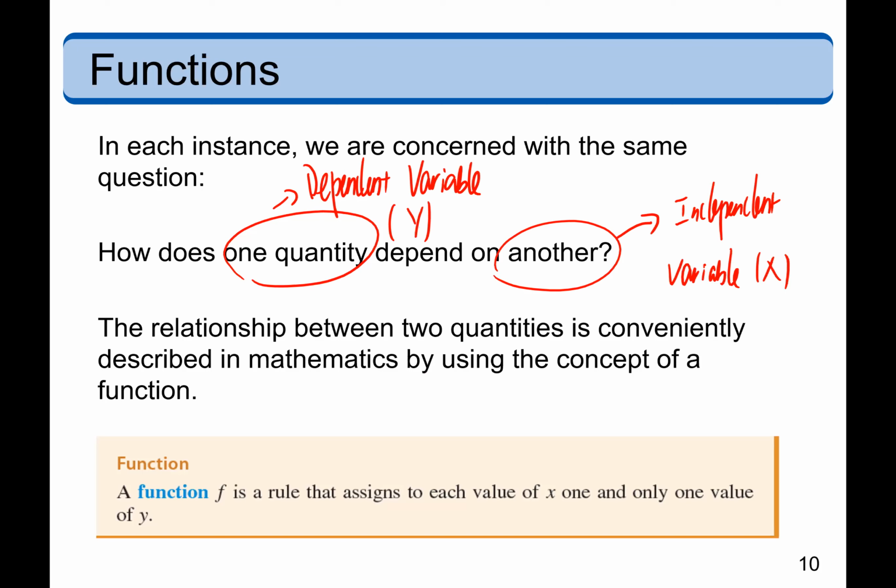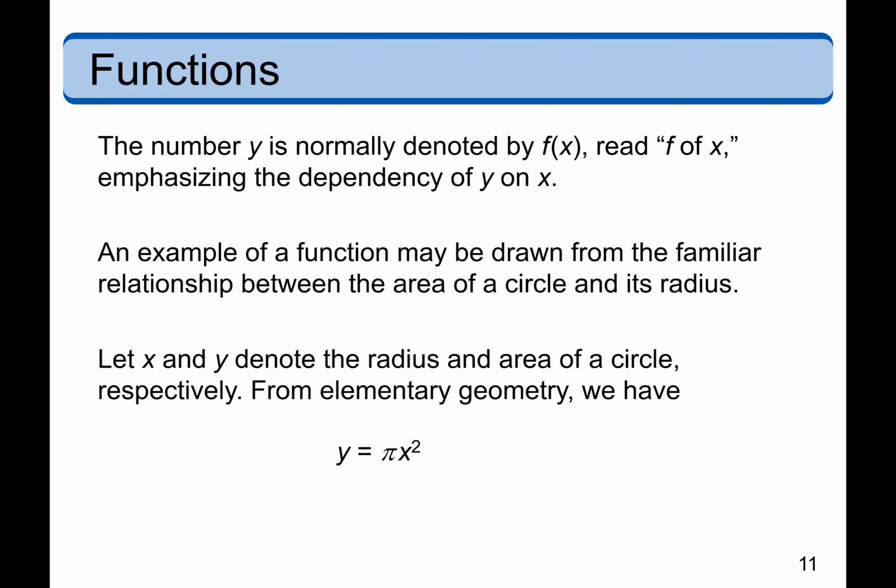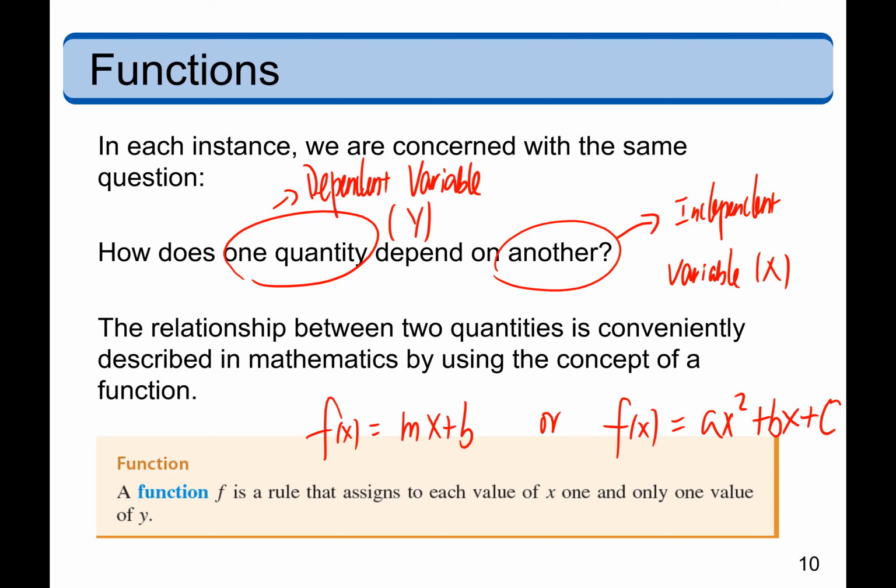So the relationship between the two quantities is conveniently described in function notation, like f of x equal to, for example, if it's a linear relationship, mx plus b. Or it could be a quadratic, let's say f of x equal to ax squared plus bx plus c. So this is a quadratic function. A function is a rule where we assign to each value of x one and only one value of y.